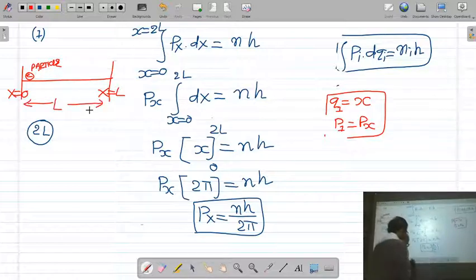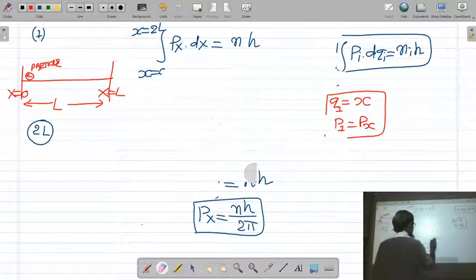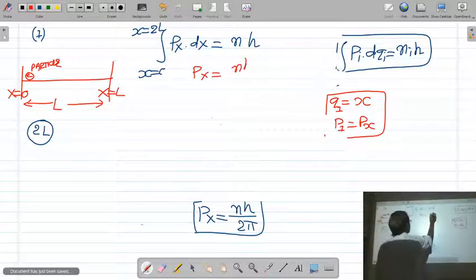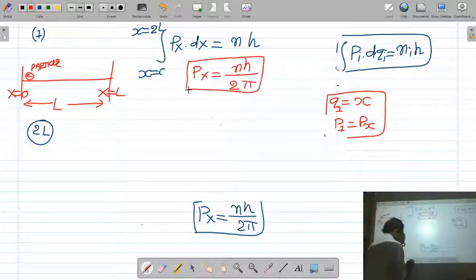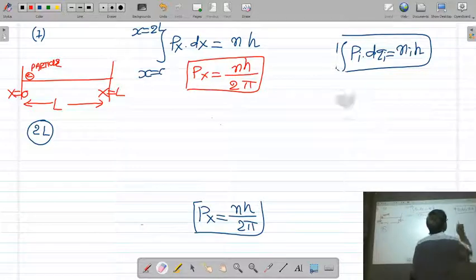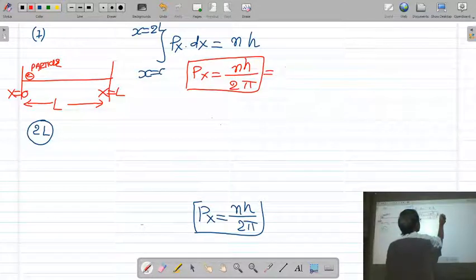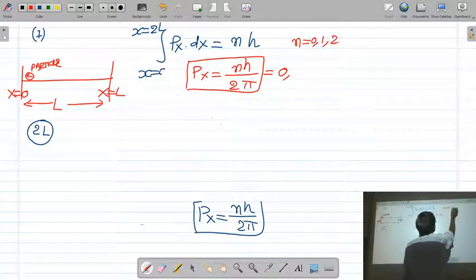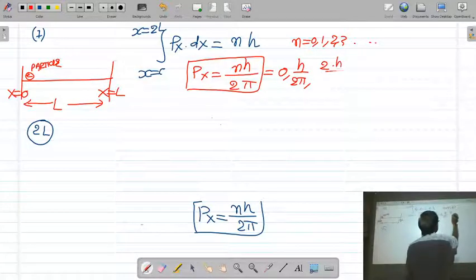What is the physical significance of this equation? From the phase integral, we have derived the momentum of the particle moving in the one-dimensional box, and that comes out as nh upon 2l, where n is an integer. It means that if you put n equal to 0, the momentum of the particle will be 0. If you take n equal to 1, the momentum of the particle will be h upon 2l. For n equal to 2, the momentum will be 2h upon 2l. For 3, it is 3h upon 2l.